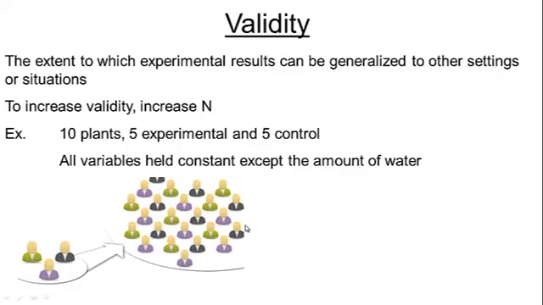The picture here sort of represents for us the idea of generalizing results. If this is our sample of the larger population, if we design an experiment well, we should be able to take the results that we get from our sample and generalize it to a larger population and get the same results in a different setting.